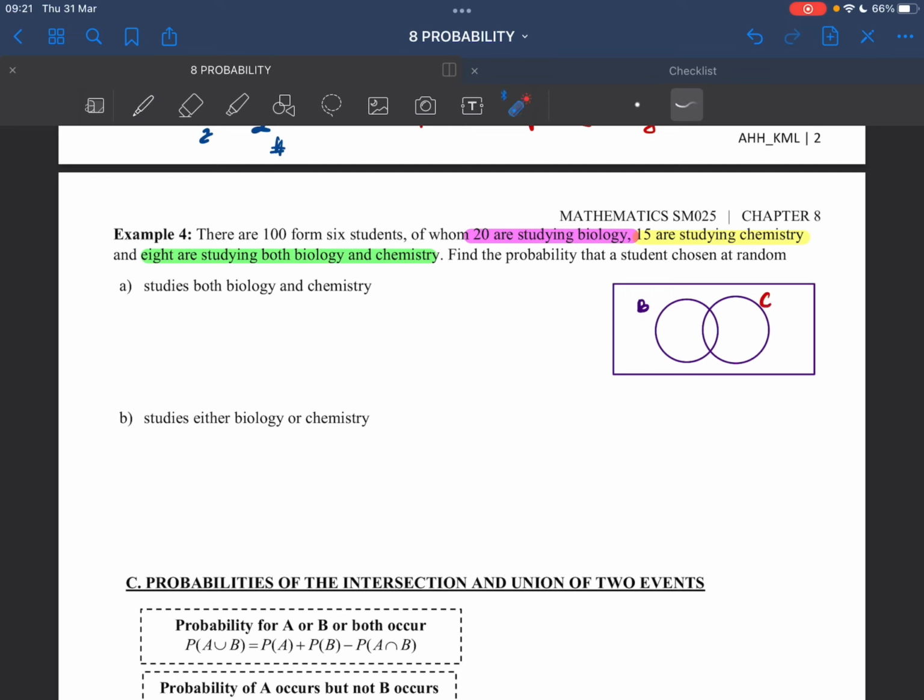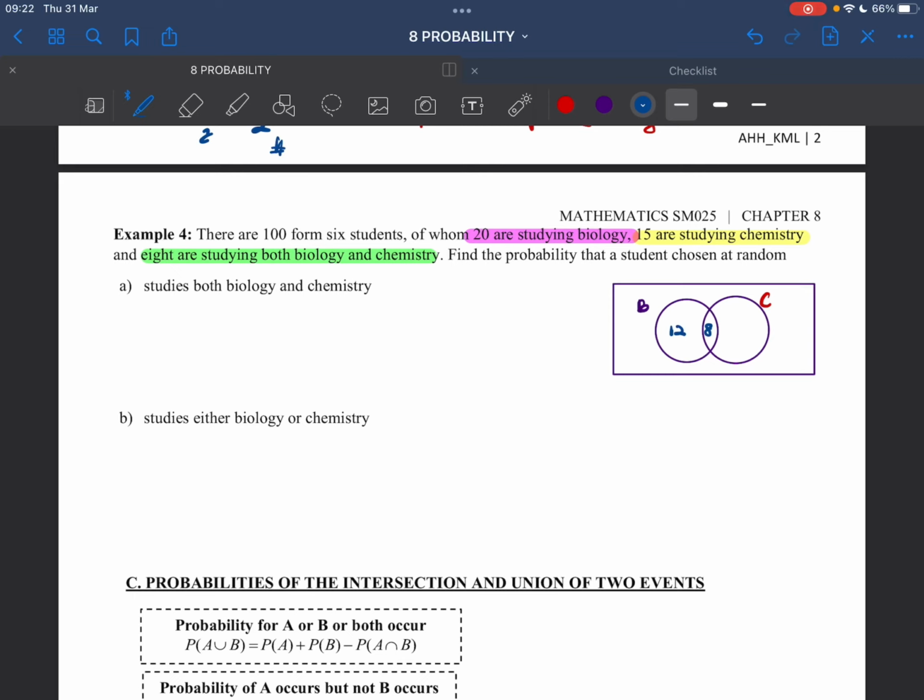So how many of these Form 6 students study both biology and chemistry? We have 8. If they study both biology and chemistry, that will be in the center here, so this one will be 8. And the question said 20 are studying biology. Those 20 include this 8. So you take away from this one: 20 minus 8, you get 12. So here we have 12 that study only biology.